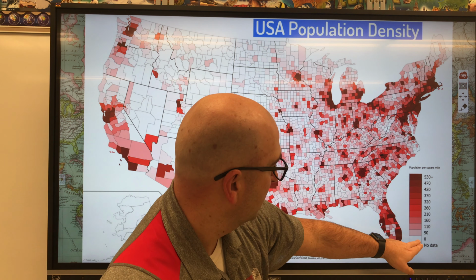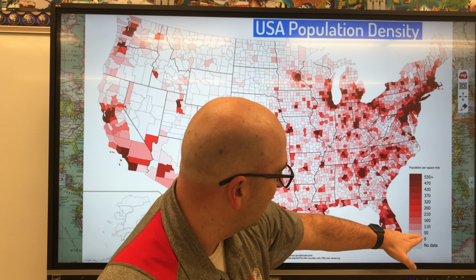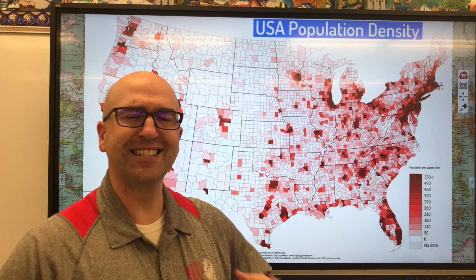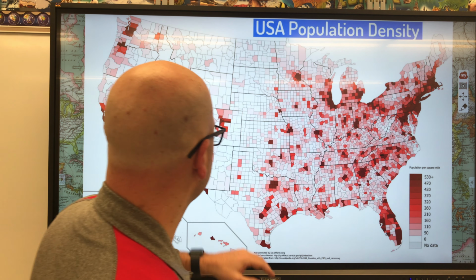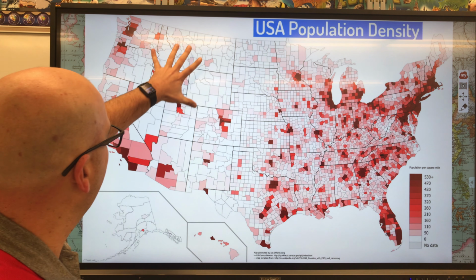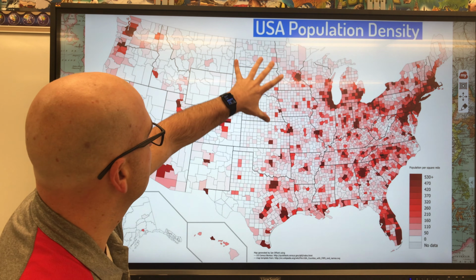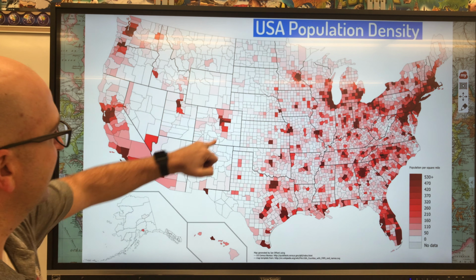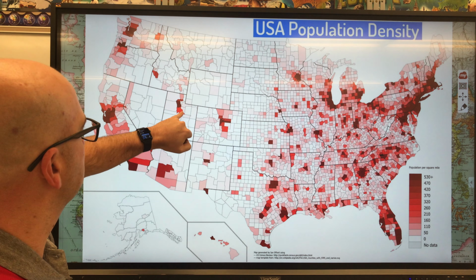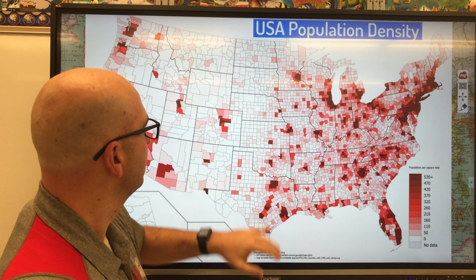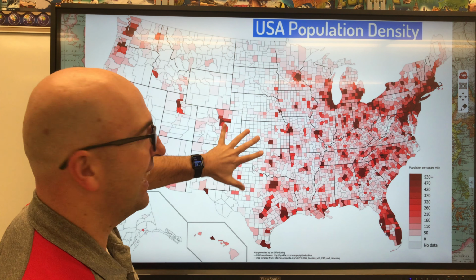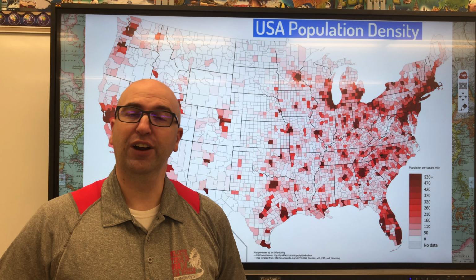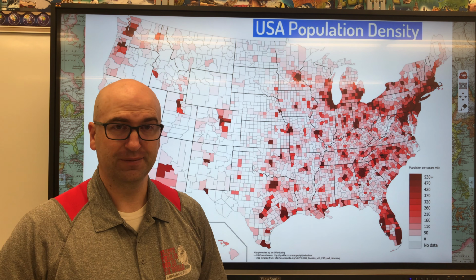If you look here, if it's a white area or even a light pink area, it's an area with a low population density, meaning that not a lot of people are living in those areas. You can see this whole area of the country is very lowly populated. Outside of a few cities like Denver, Colorado, Colorado Springs, Salt Lake City, Utah, the majority of that land area has a very low population density.